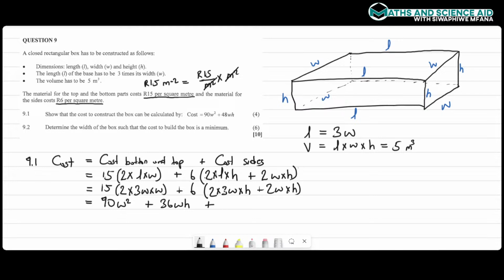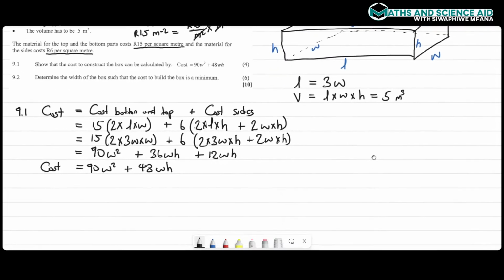And then we've got 2 here, but this is 6 multiplied by 2, which is 12. So 6 multiplied by 2 is 12. Again, W multiplied by H is WH. So that's how we get this equation of 90W squared, and then 36WH plus 12WH is going to be 48WH, guys. So that is how that equation for the cost comes about, okay? And you get your 4 marks.